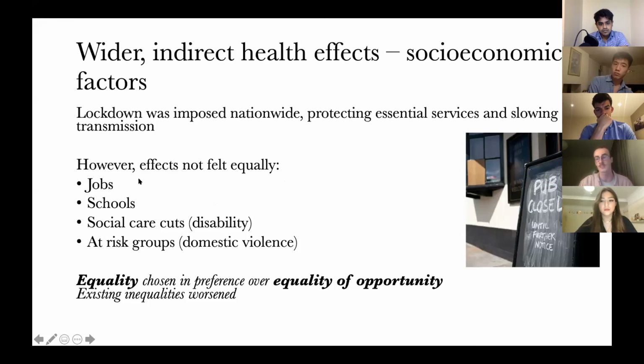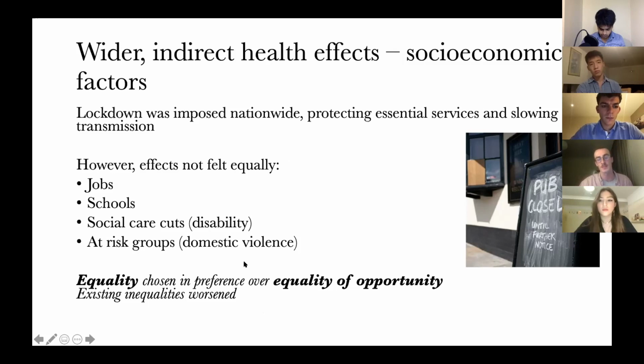So jobs, for example: there was a huge amount of job and income insecurity, particularly among low-income workers. Schools obviously provide a huge amount of educational support for a whole generation of children, and it was children from poorer backgrounds who were most affected. There are also threats of social care cuts, particularly for disabled groups. And there were certain established at-risk groups, such as those at risk of domestic violence, which very sadly we've seen an increase of over lockdown.